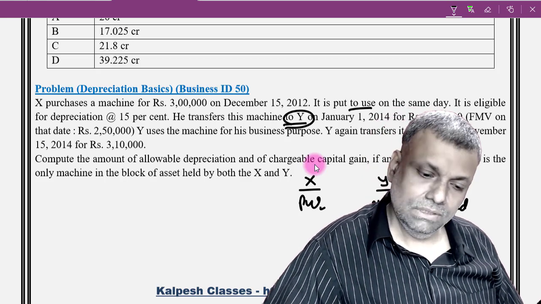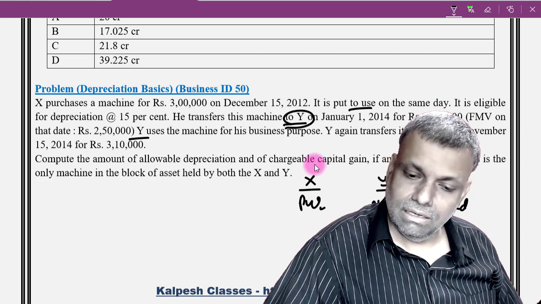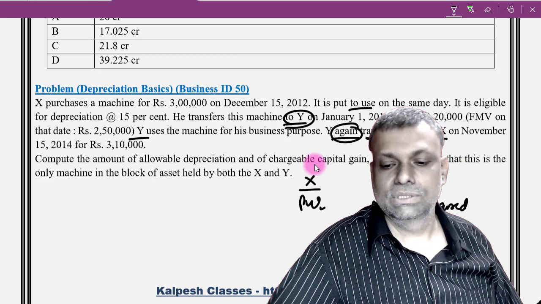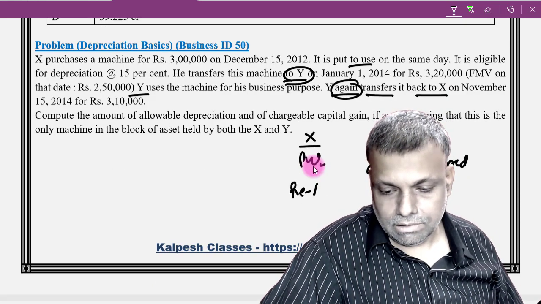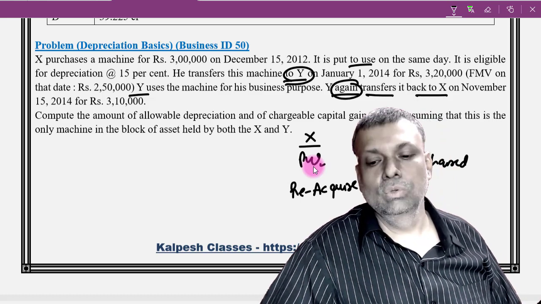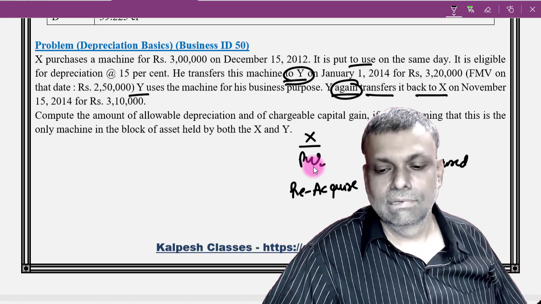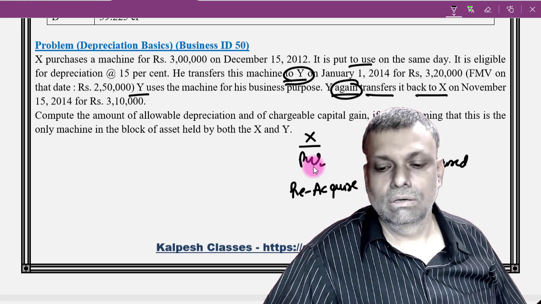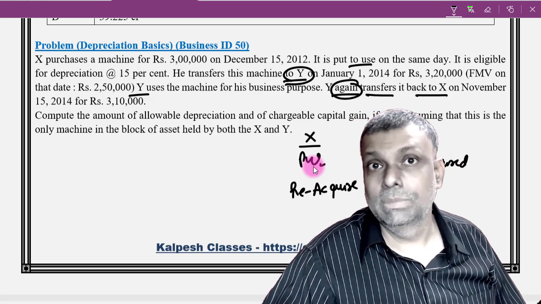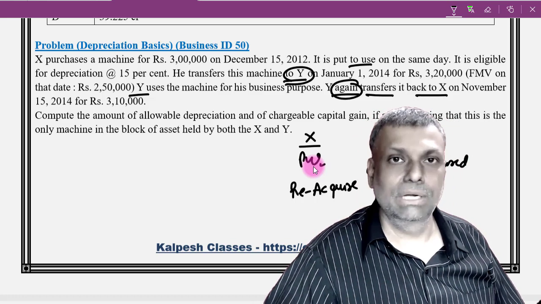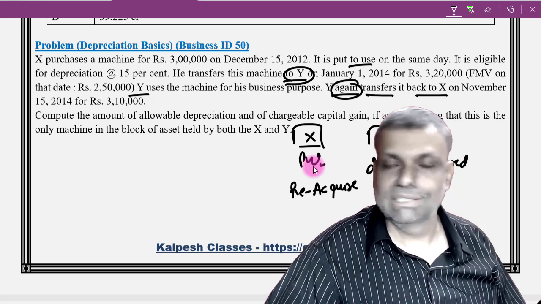Now thereafter, Y uses the machine for some 1 year or something like that, and he again transfers it back to Mr. X. So now Mr. X is going to reacquire that particular asset. Originally it was purchased by X, then it was sold to Y. So Y got a second-hand asset, and then Y again sold it back to Mr. X. So Mr. X will be said to have reacquired that particular asset. Okay. So in this situation, we have to calculate this depreciation and all that.